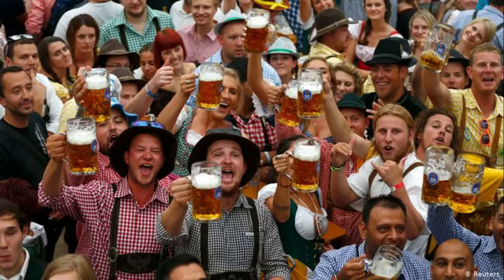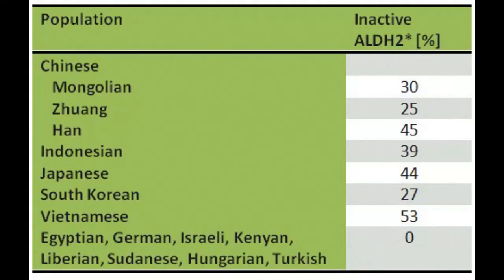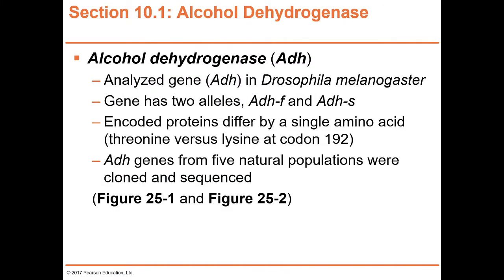Compare it with Germans or any Europeans. Europeans, especially the Irish and Germans, have a lot of alcohol dehydrogenase in their liver, so they can drink a lot of beer or alcohol before getting drunk, compared to Asians. Now for ADH in Drosophila melanogaster, the gene ADH has two alleles, ADH-F and ADH-S.